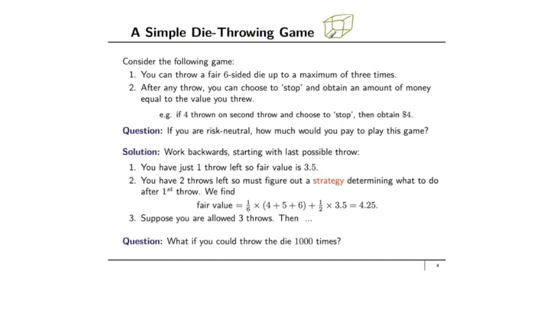We're allowed to throw the die up to a maximum of 3 times. After any throw, you can choose to stop. And when you stop, you obtain an amount of money equal to the value you threw. So the value you threw is whatever is showing here when you throw the die. So for example, if you throw a 4 on your second throw and you choose to stop, then you'll obtain $4. So if you were risk neutral, how much would you pay to play this game?